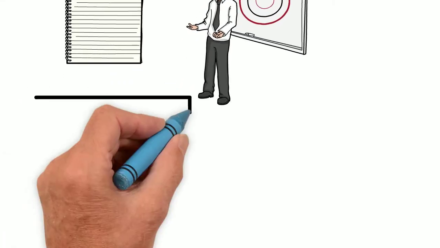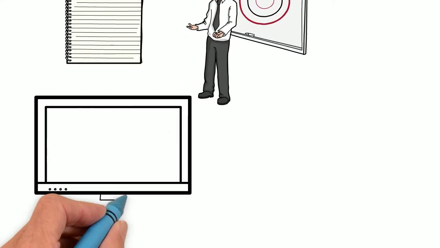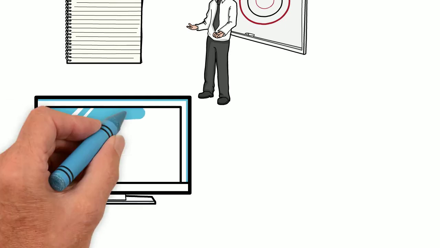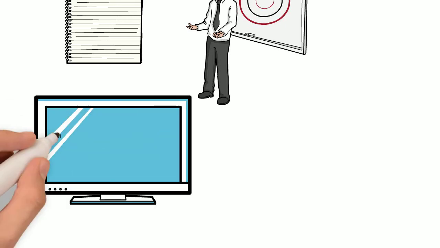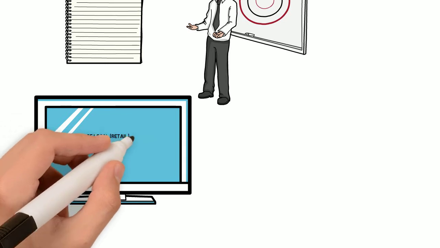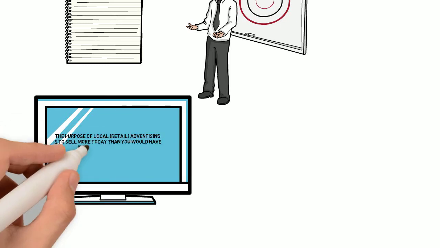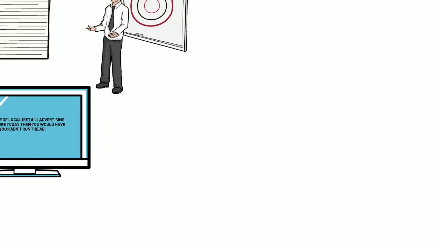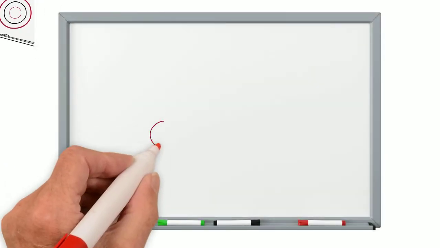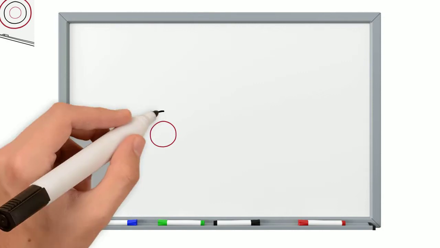Now, I'm going to talk to a TV store owner about selling more flat screen TVs. You can use this with any kind of business, service businesses, it doesn't matter. And what you say is, the purpose of local or retail advertising is to sell more today than you would have if you hadn't run the ad. And now you go over to the whiteboard and you draw the bullseye.